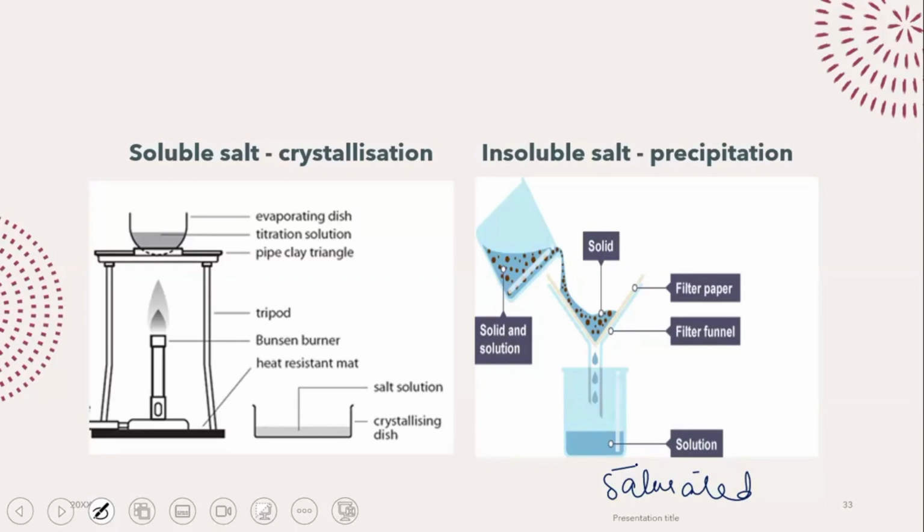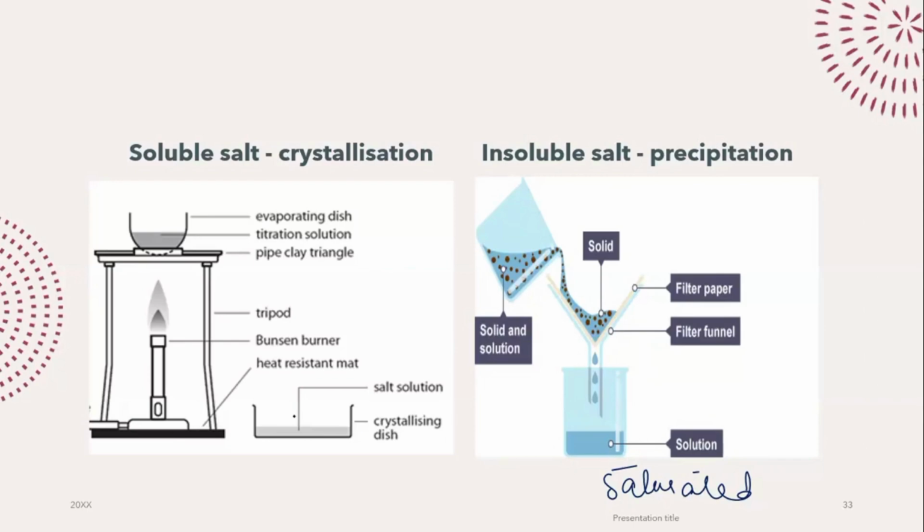For an insoluble salt, the method is quite easy. It's precipitation. You will take your funnel, you will take your filter paper, put the filter paper on top of the funnel, pour the solution, and let the solution drip down. The insoluble salt is solid, right? It will collect on the filter paper. The rest of the solution will collect in the beaker, and there you go. You have separated out your salt from the remaining components.